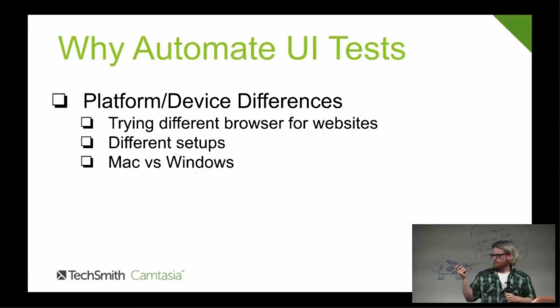If you have, for example, a web-based application or website, a lot of automated testing tools allow you to run on different browsers, Chrome, Firefox, Internet Explorer, so that you can compare them and make sure it works on all of them automatically and you're not constantly repeating it for each browser. You can also try different setups with multiple monitors, different hardware, and like Camtasia is on both Mac and Windows. Right now we don't have UI tests for Mac, but that would be a strong place to go in the future, and we can double check that the functionality works on both the same way.